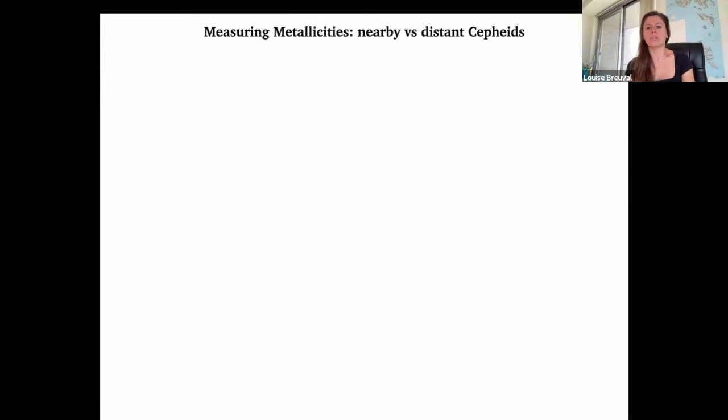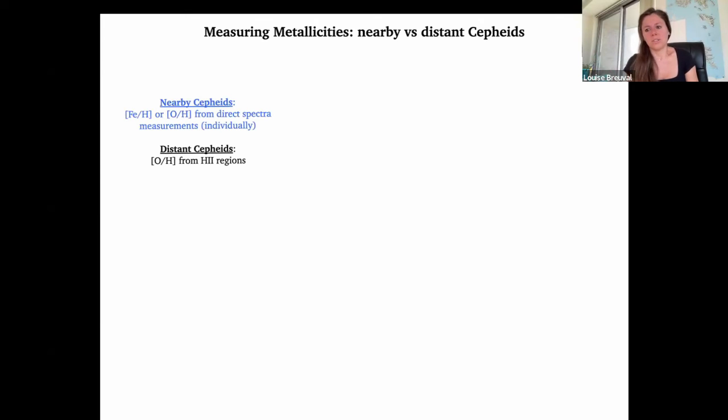All right, so now that we know the value of this gamma correction, we also need to measure the metallicities, and that's not easy. For nearby Cepheids like the Milky Way and up to the Magellanic Clouds, we can measure individual spectra. However, in supernovae host galaxies, you cannot use that method anymore. They're too faint, they're too far. So we usually build metallicity gradients using H2 regions. So we don't use Fe over H, but this time we use oxygen lines. So the question is, are they consistent? Can we use these two methods?